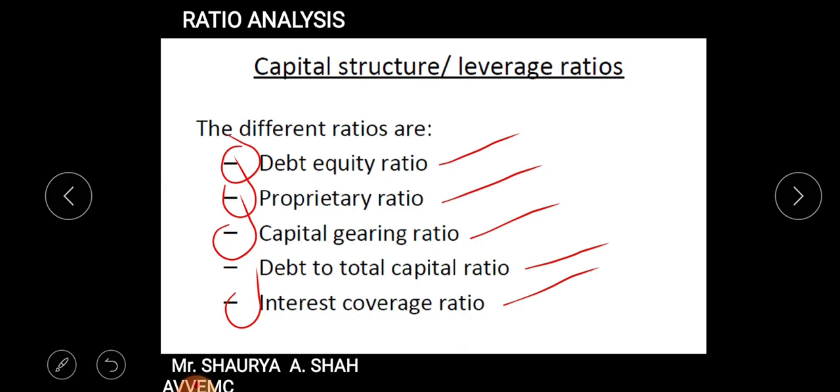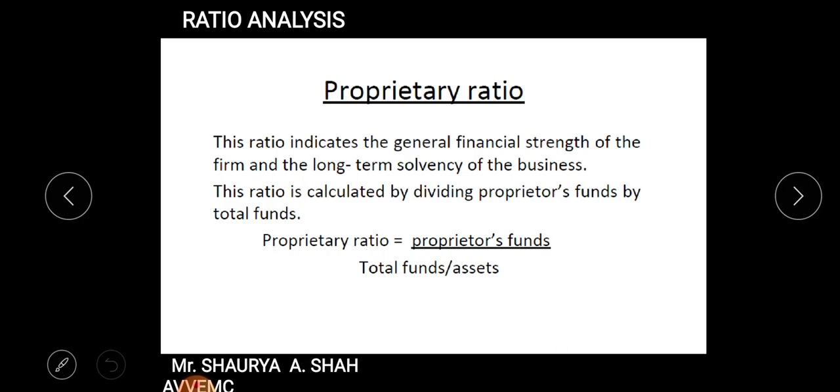We will be starting with the first ratio, that is proprietary ratio, right? What do you mean by proprietary ratio? Proprietor, you must be aware of the term. Proprietor is the synonym of owner. So what is proprietary ratio? This ratio indicates the general financial strength of the firm and the long-term solvency of the business, right?